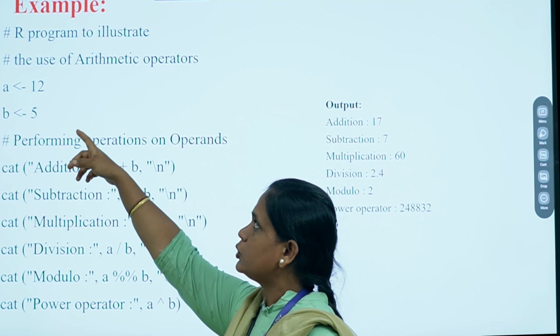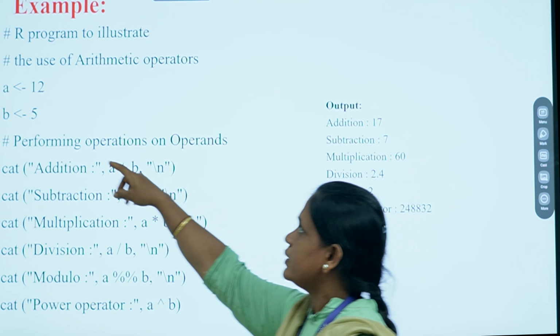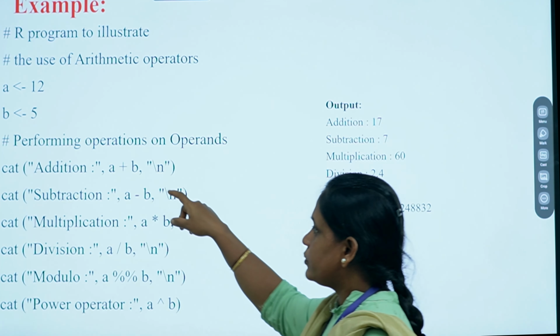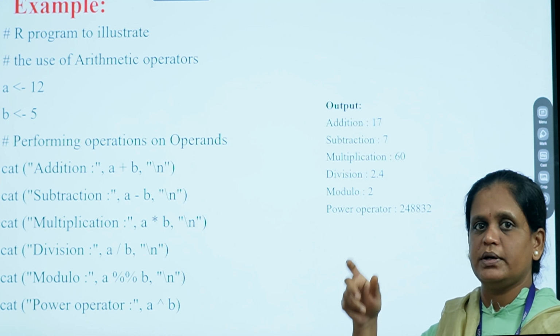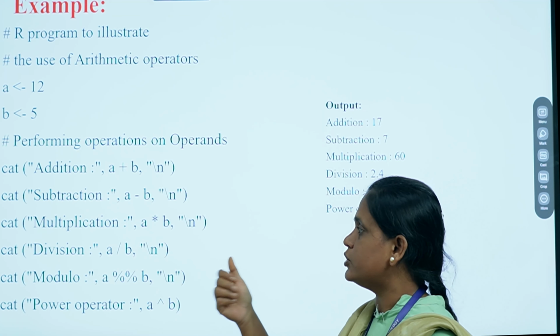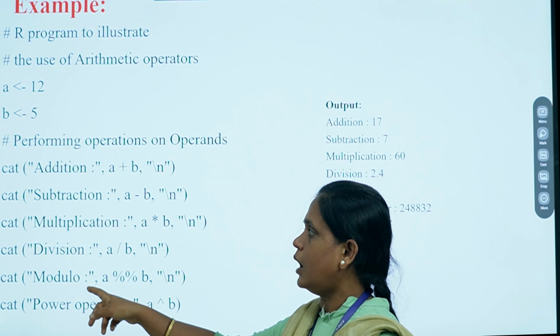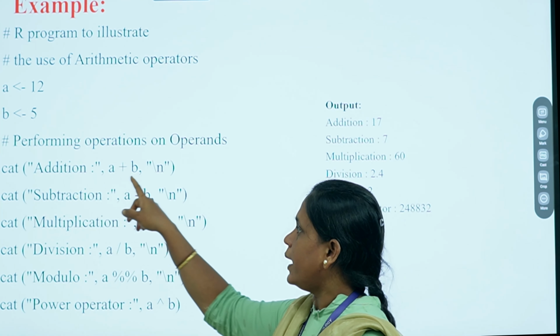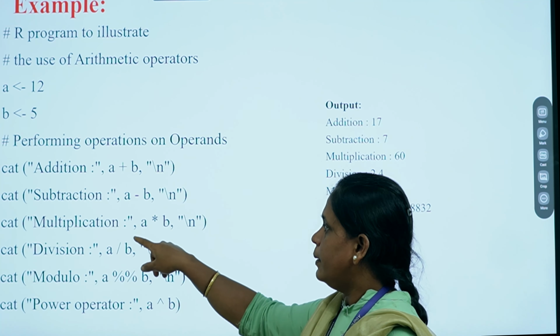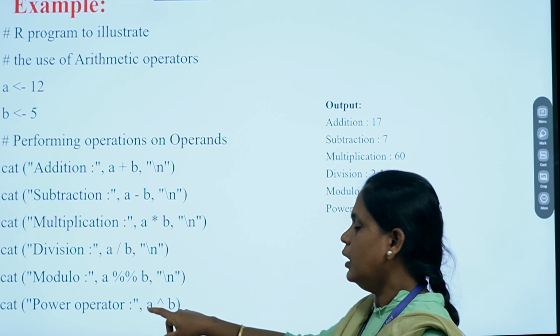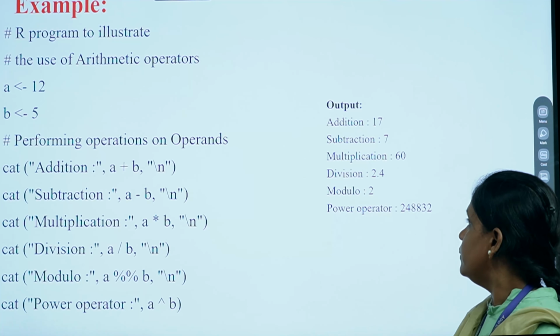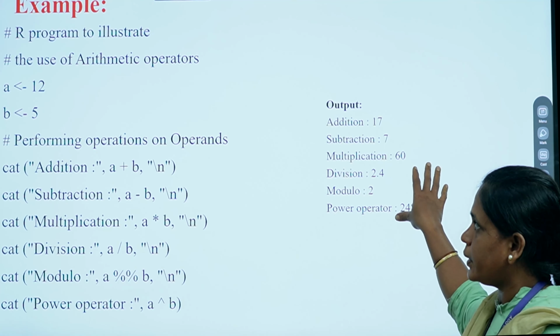This is a simple program to demonstrate how you can perform simple arithmetic operations. We have just taken two variables A and B, and assigned the values 12 and 15. Similar to the print statement, printf, in other languages, you can use print or cat statements to print in R programming. We add those numbers, then do subtraction, multiplication, division, modulo and the power operator. This is the output of that particular program.